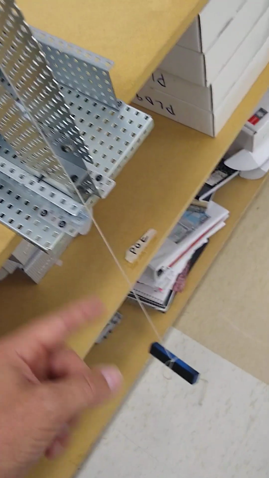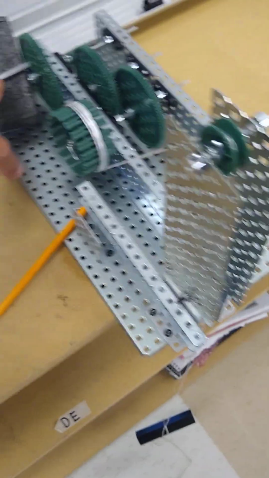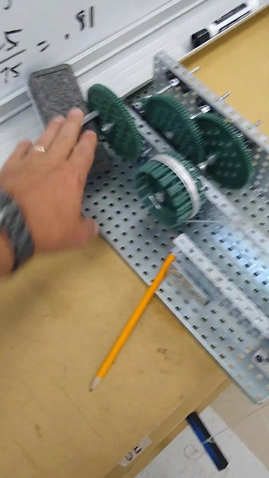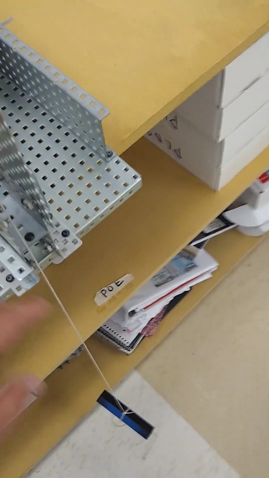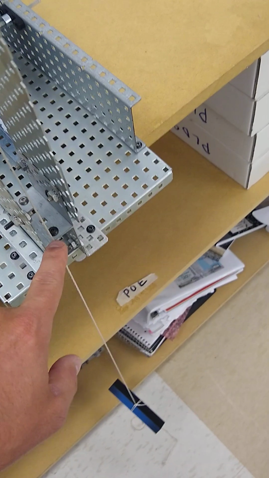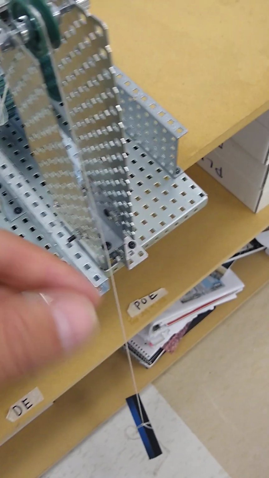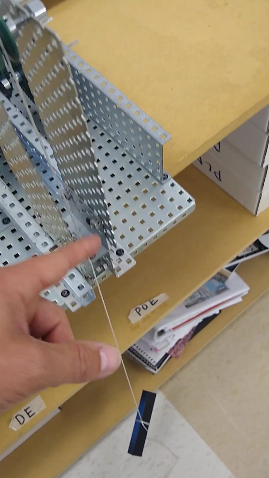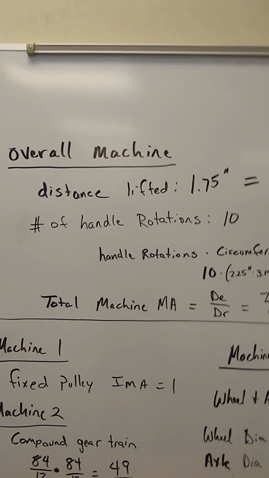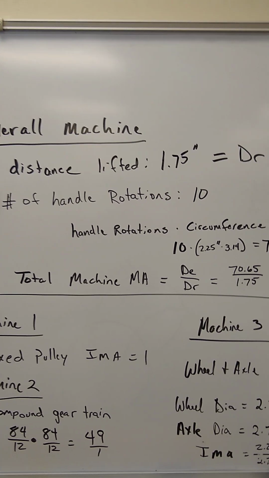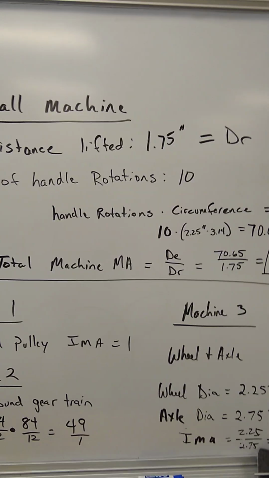And then once I turn that, say 10 times, I'm going to measure how far this comes up when I do that. So basically my input versus my output. My input would be DE, my output would be DR. So I'll mark a little spot here on the string, rotate it 10 times, and then measure the distance that this thing raises up. When I do that, you can see here that the distance that I lift is 1.75 inches with 10 rotations.